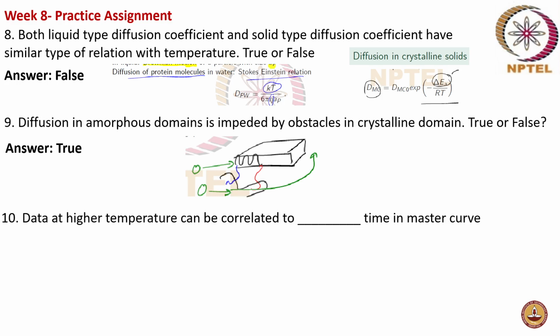Okay, next, data at higher temperature can be correlated to dash time in master curve.